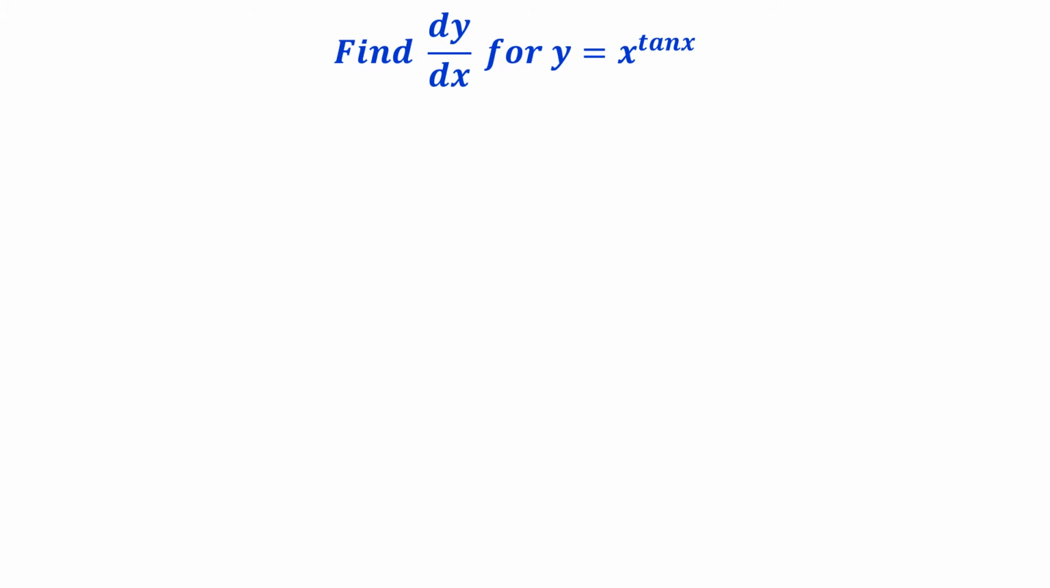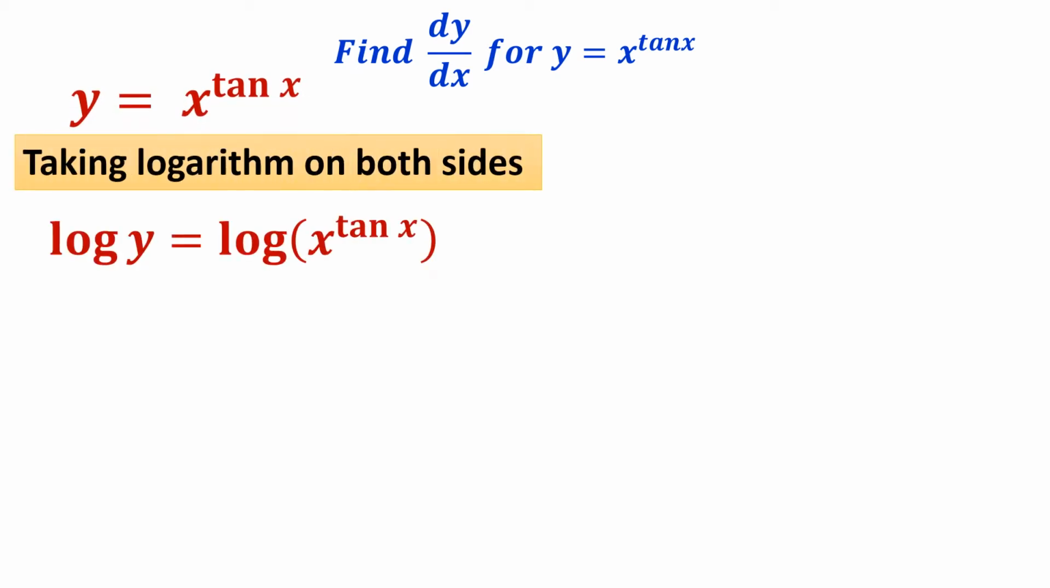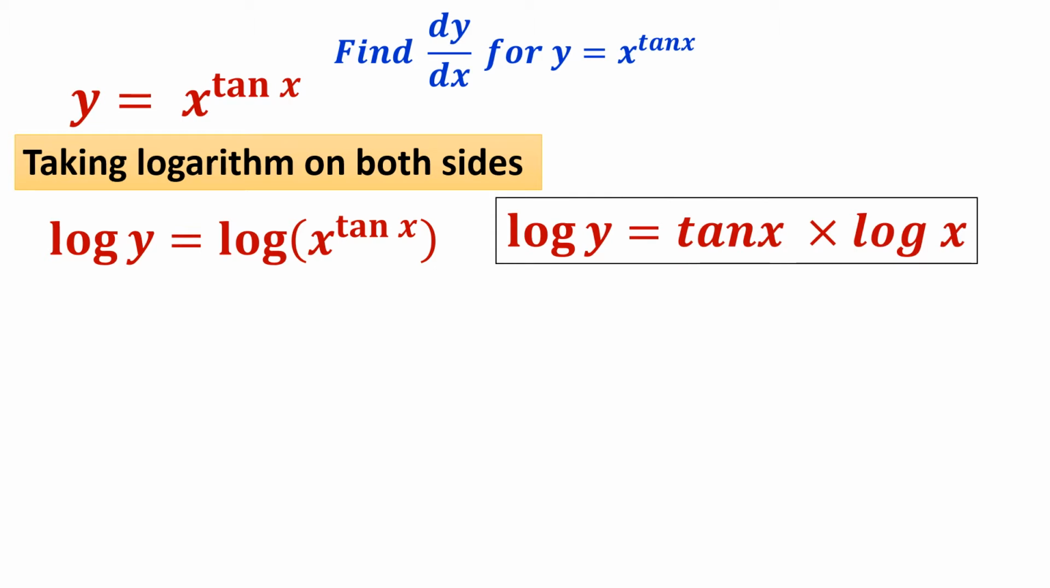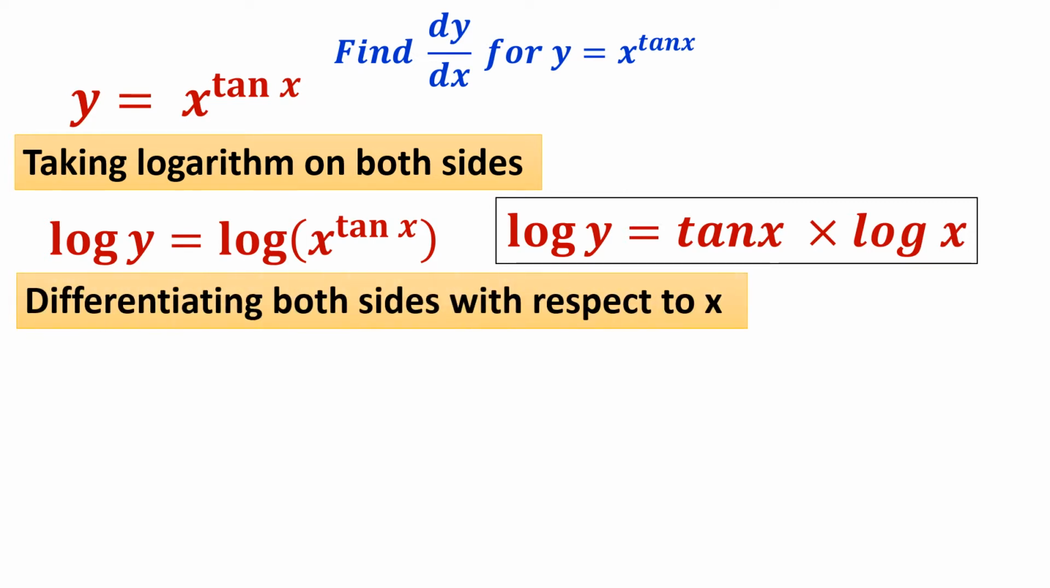Shall we go for an example? Find dy by dx for y is equal to x power tan x. Take log on both sides. It will become log y is equal to log of x power tan x. You have to use the formula log of m power p, so tan x will come to the front and it is multiplied by log x. Now in the left hand side and right hand side you have only normal terms, for which you can use the properties of differentiation.